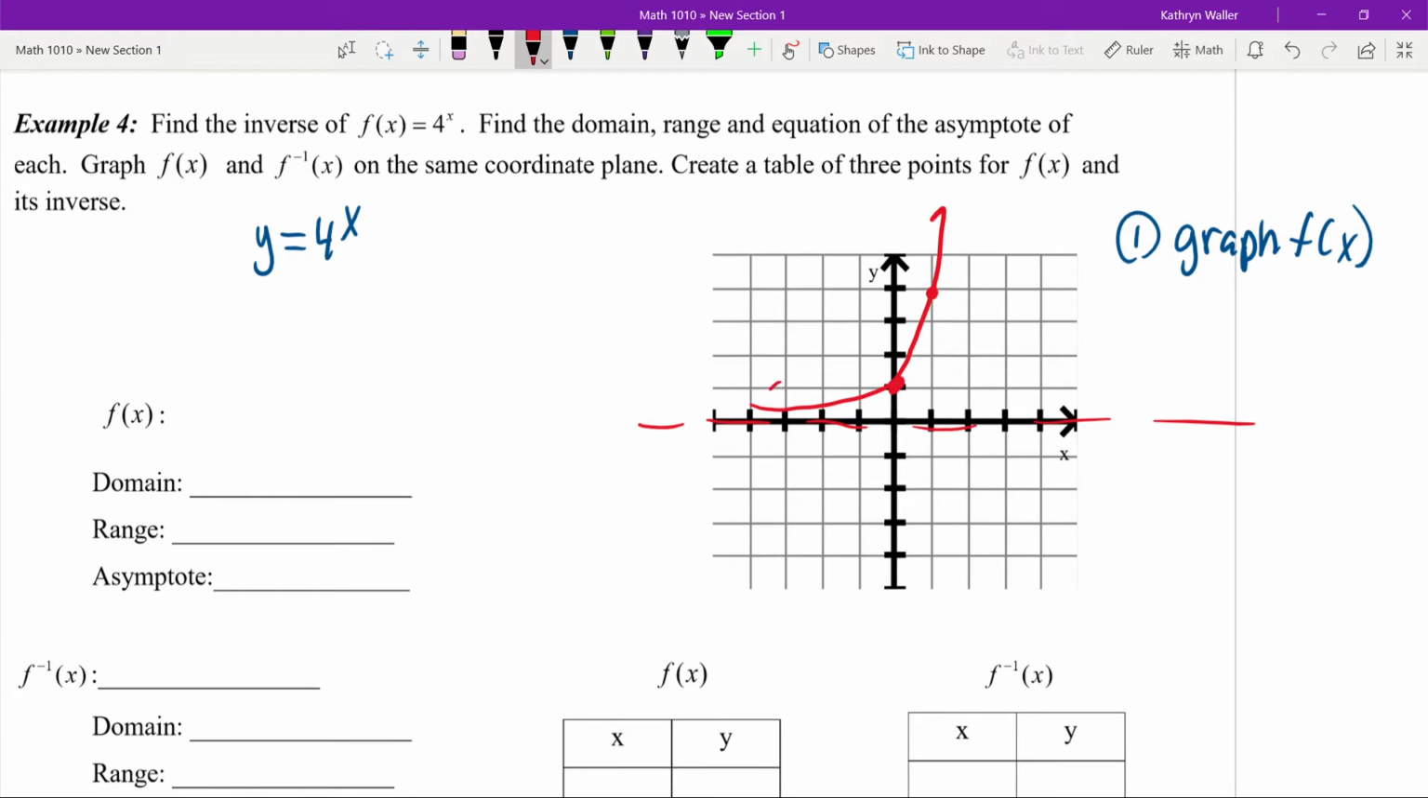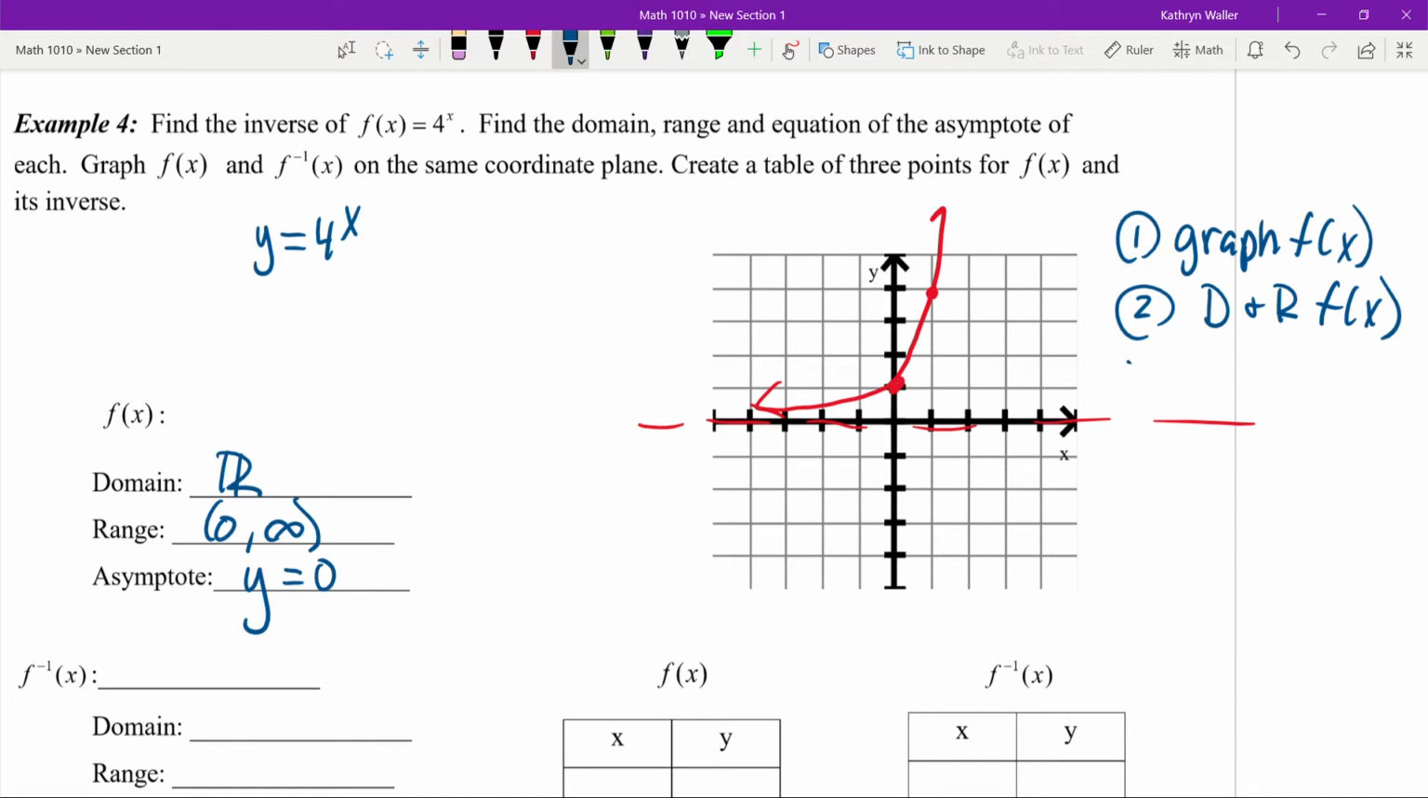Draw it in. There's my graph. Okay. The second thing that I want you to do is find the domain and the range of f of x. Look at the graph. Domain: everything. Look at the range. Start low. Come up. It's everything above the x-axis, which is 0 to infinity. The asymptote, that dashed line, hits the y-axis at 0.